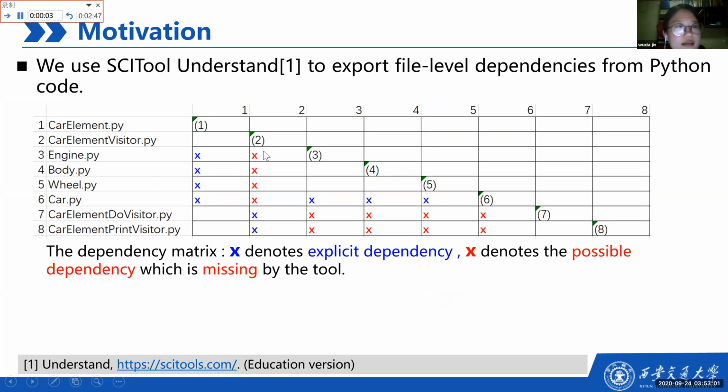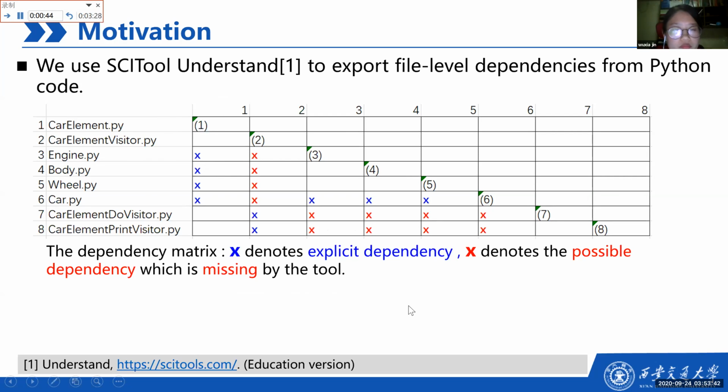Then let's see an example. We use Understand, a commercial tool, to export file-level dependencies from Python code. This Python code includes eight files, and the matrix shows the dependency matrix. Each row and each column corresponds to a file, and the mark in one cell means that the file in this row will depend on the file in its column. We use blue marks to denote the explicit dependency, and red marks to denote the possible dependency, which is missed by this tool.